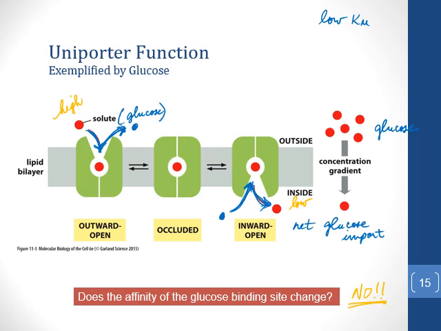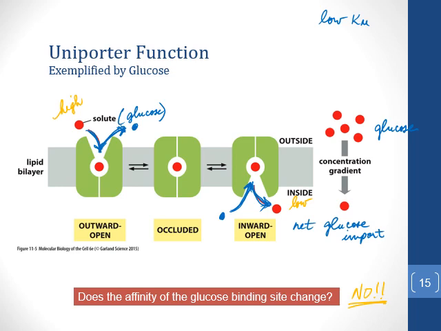Now think about that. The concentration gradient means that you don't need to have a change in affinity because the high concentration on this side, outside the membrane, as we said, is going to ensure that the binding site is occupied. The low concentration on the inside is going to assure that we get net release.